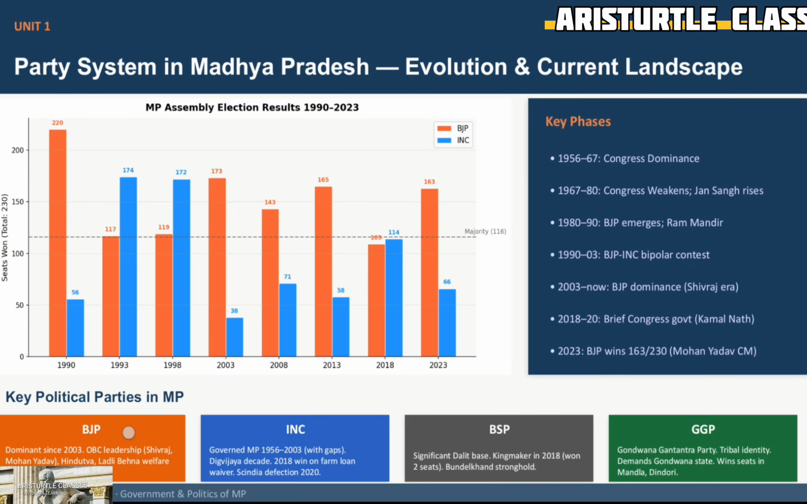Now, talking about parties in Madhya Pradesh. MP was ruled majorly by two parties, BJP and Congress. Earlier, at the time of Prime Minister Nehru, there was a Congress dominance, and it was there in the whole of India. Rajni Kothari called it the Congress system. Earlier, the whole of India used to be run by Congress. Then, after the death of Prime Minister Nehru, there was a weakening of the Congress system.